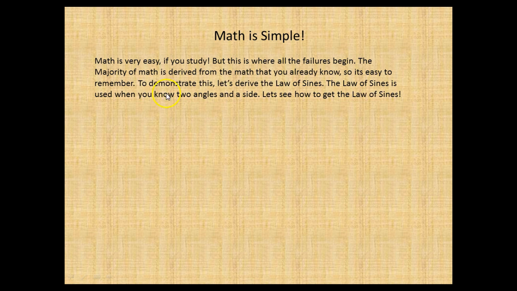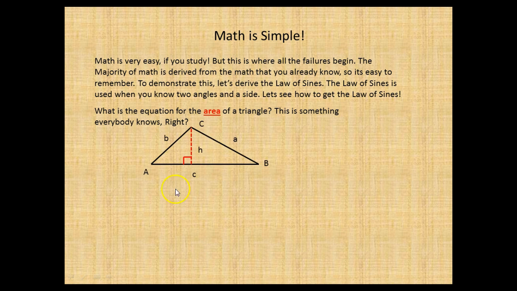The law of sines is used when you know two angles and a side. Let's see how to get the law of sines. What is the equation for the area of a triangle? This is something everybody knows, right? Let's draw a triangle. We have angle A, angle B, and angle C. We have triangle ABC.